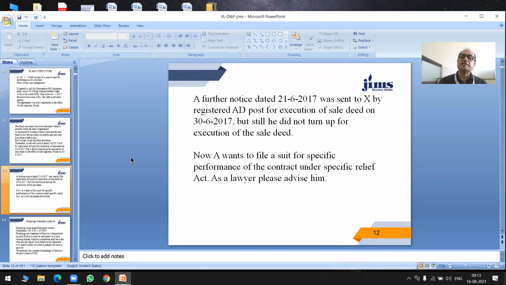A further notice dated 21st June 2017 was sent to X by registered AD post for execution of sale deed on 30th June. But still he did not turn up for execution of the sale deed. Now, A, the purchaser, wants to file a suit for specific performance of the contract under Specific Relief Act. Now, as a lawyer, you are to advise your client what to do.